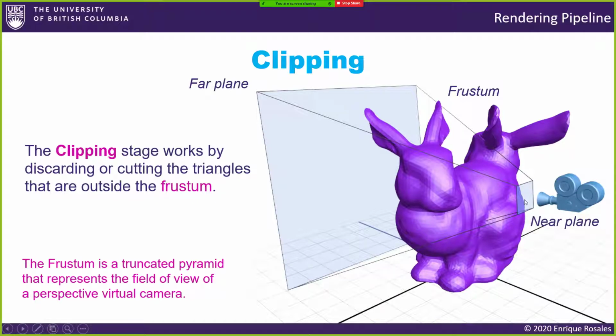It usually has a near plane, so we usually put a plane such that any geometry that is closer than that plane will not be renderable. And we also have a far plane. We usually put a far plane, and every geometry that is farther than that distance, we will not render.